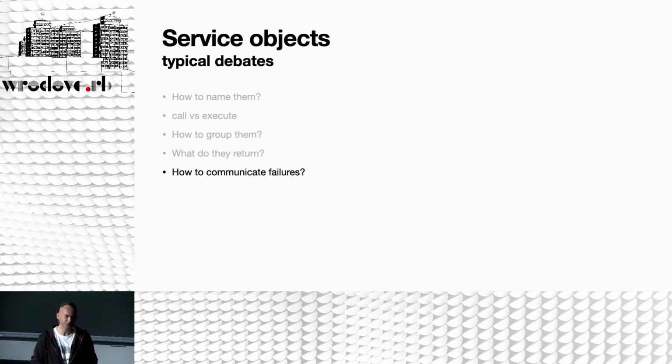How to communicate failures? Monads. What else? Return false or use exceptions, but exceptions are slow. Can they call other services? Can a service object call another service object?